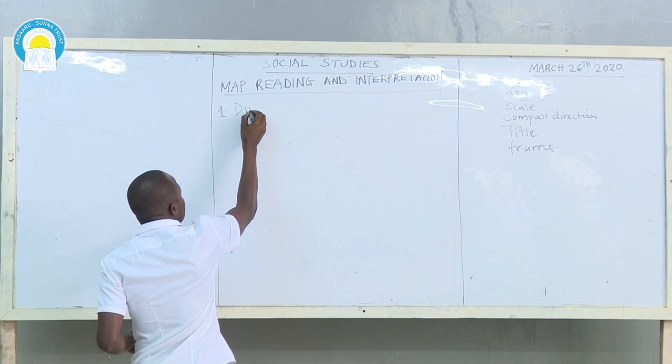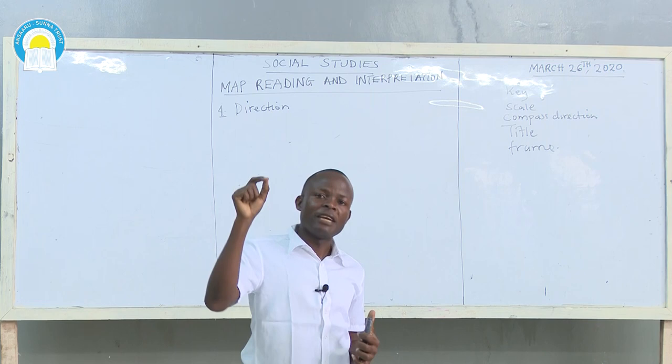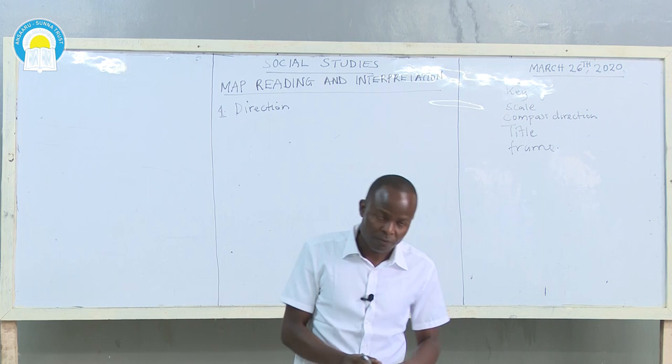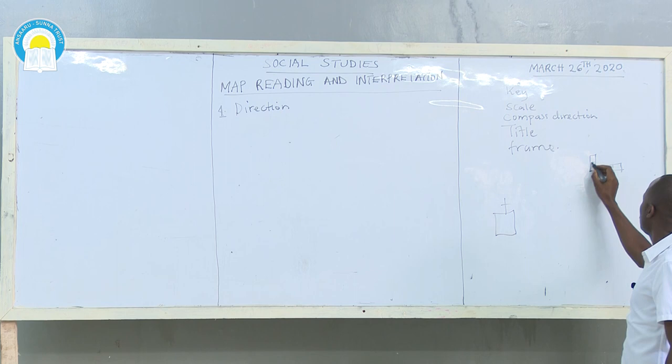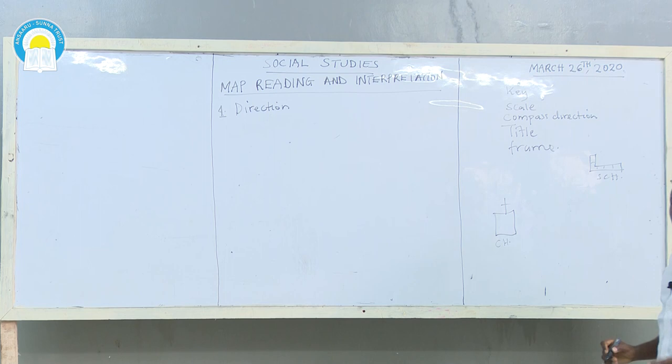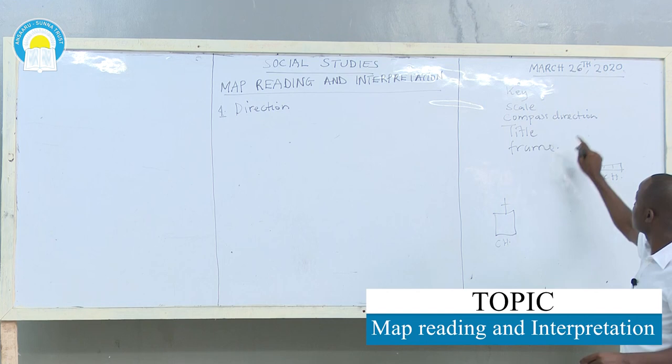So that map you'll be given, you are going to be asked the direction of a particular place in reference to another place. For example, you can be asked the direction of the church from the school. So this is the school, and then this is the church. Which tool are we going to use to tell the direction? Just as I said here, for us to tell the direction of the church from the school, we are going to use a tool that is the compass direction.